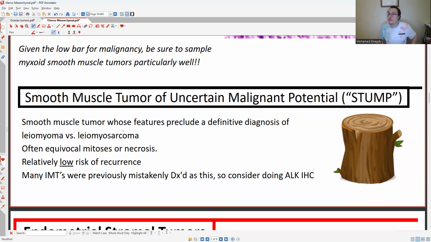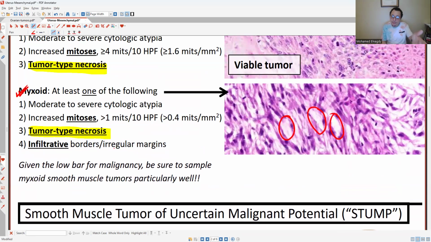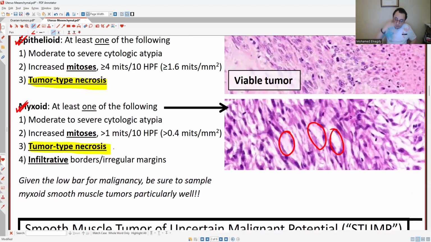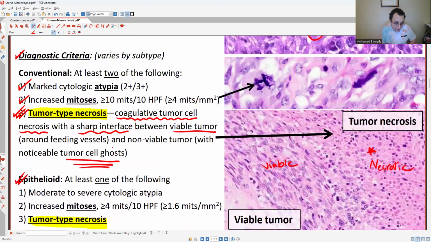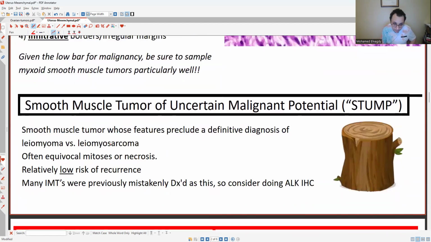and also the fleshy or myxoid areas. If you have an area which looks very myxoid, where you can see some kind of mucin there, submit from these areas so that you look for atypia, mitosis, tumor type necrosis, and this kind of stuff. And that's when you will upgrade the tumor and say this is leiomyosarcoma, this is highly likely to be a leiomyosarcoma.